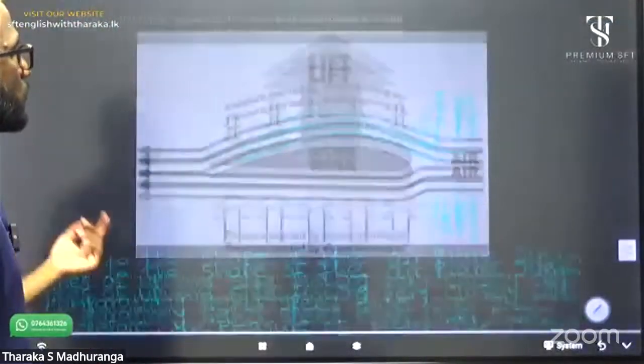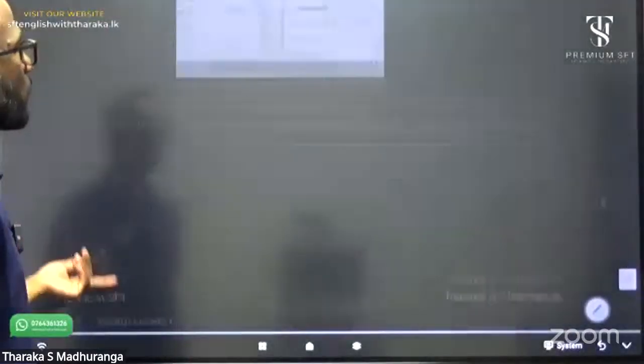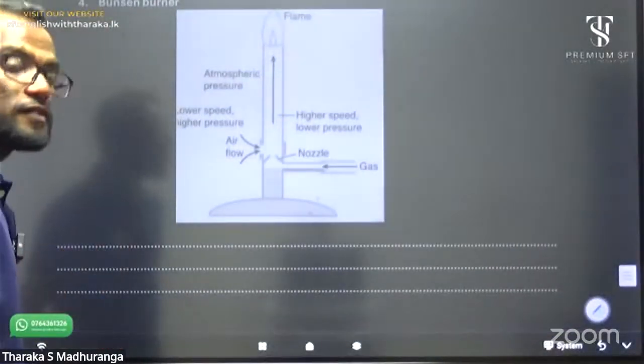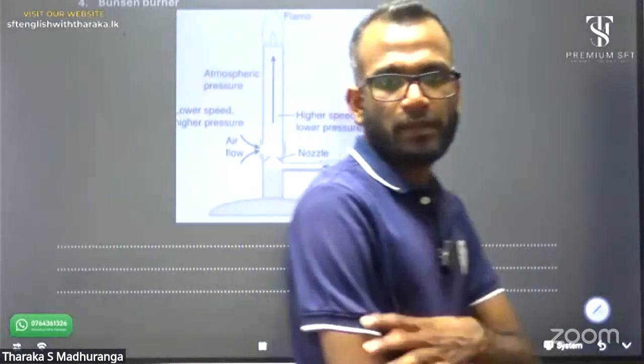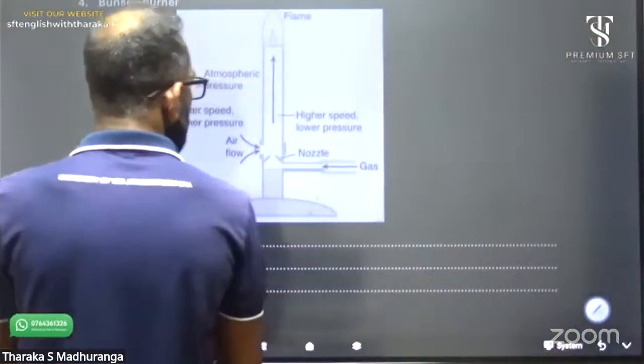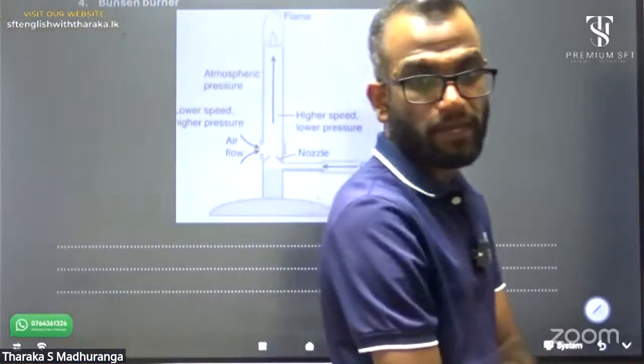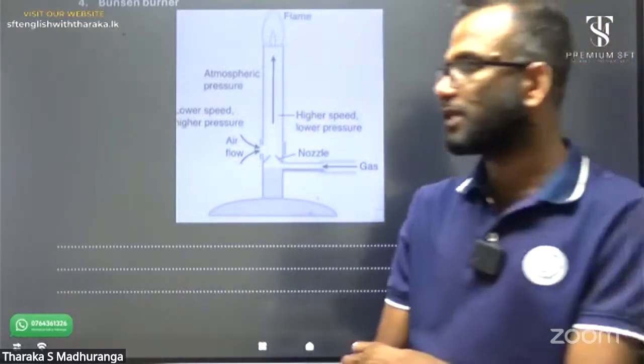Okay, next, the Bunsen burner. How does a Bunsen burner work? The Bunsen burner also uses the same theory, the same mechanism as the sprayer machine.